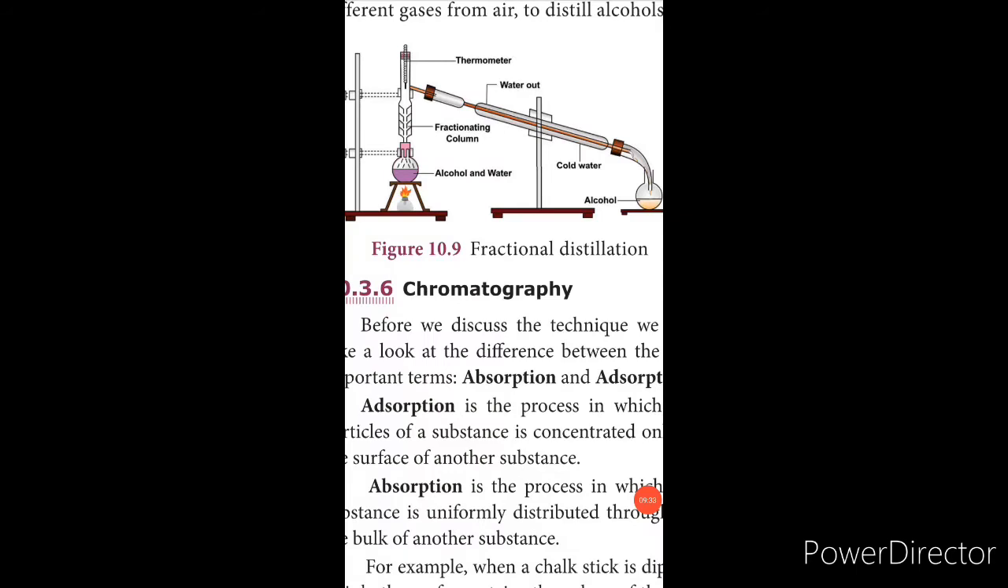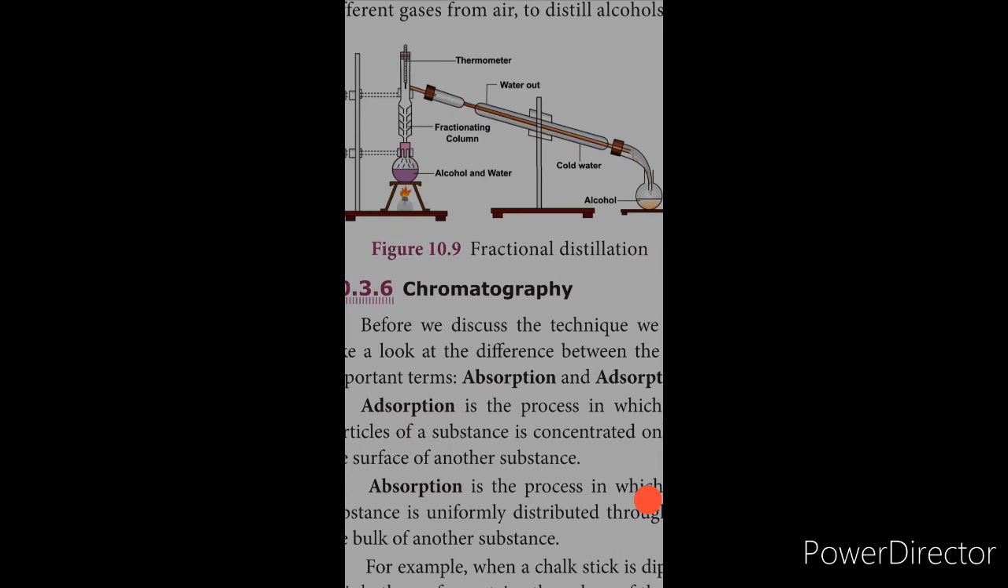Now in this method, children, alcohol and water, which are miscible with one another, are taken in a round bottom flask. Alcohol's boiling point is less than that of water. So it gets converted into vapors first, passes through the condenser, and is collected in the beaker at the end of the condenser. So pure alcohol will get collected in the beaker and water remains in the round bottom flask. So these two miscible liquids are separated using this fractional distillation method.